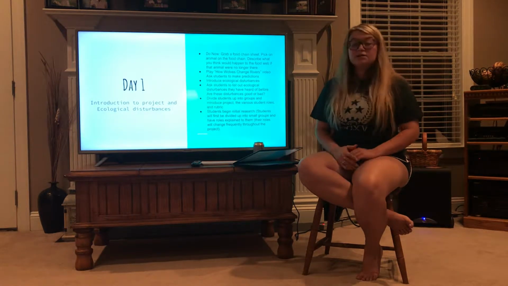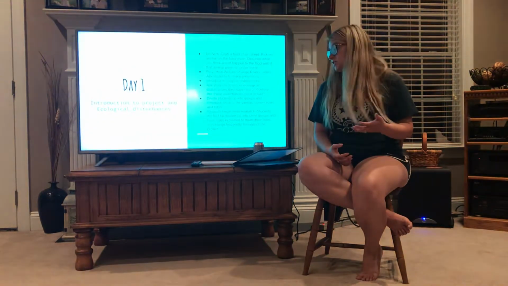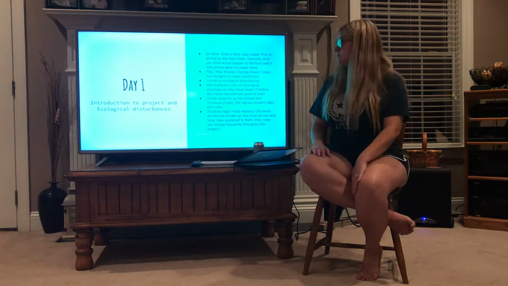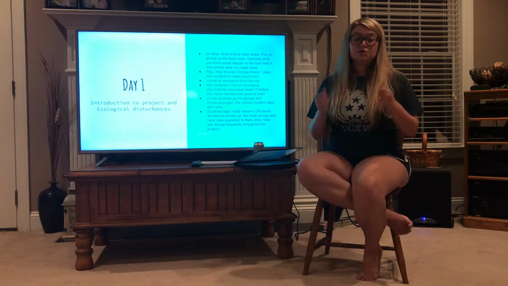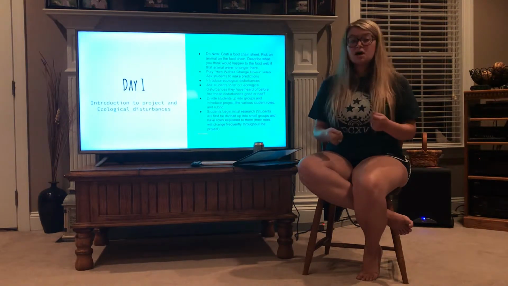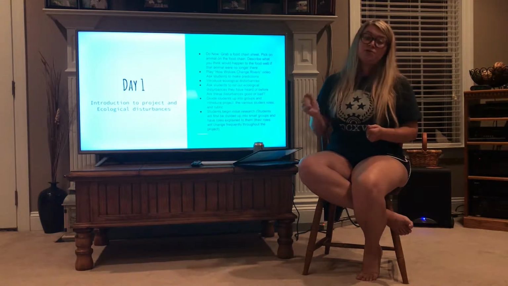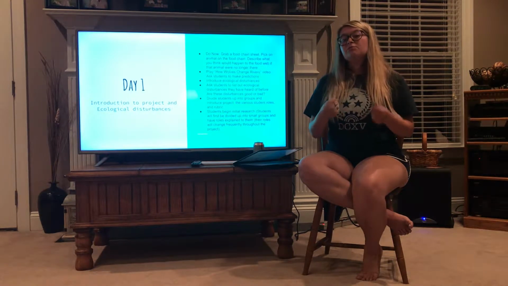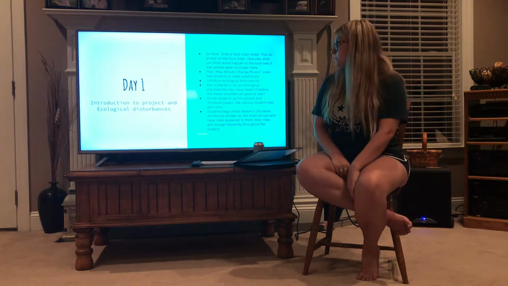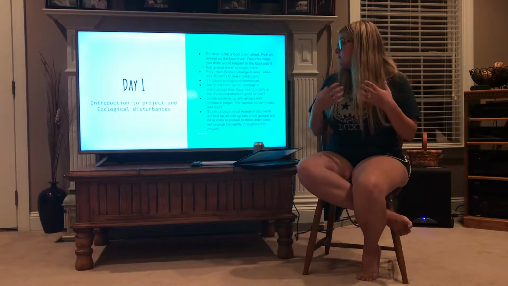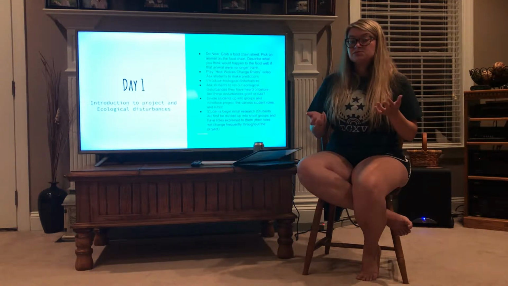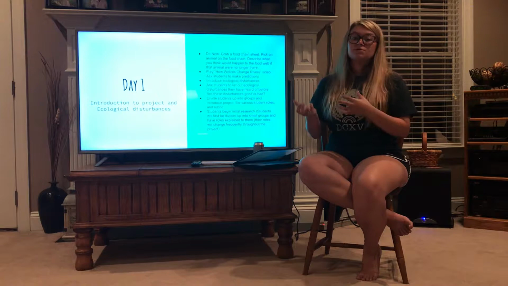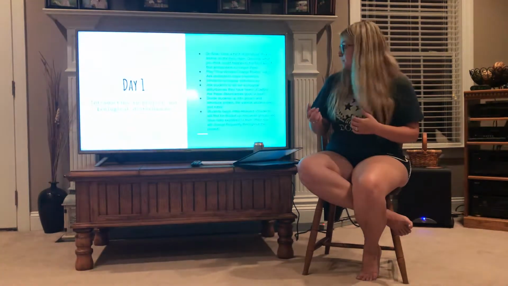So day one, this is going to be an introduction to the project and what an ecological disturbance is. The first thing that kids are going to do is grab a food web. We will have just talked about food webs. They're going to take a pencil and X out an animal or creature on the food web, and then they're just going to tell me what they think would happen. We're then going to play the initial activity, which is how wolves change rivers. I'm going to talk about that in just a second.